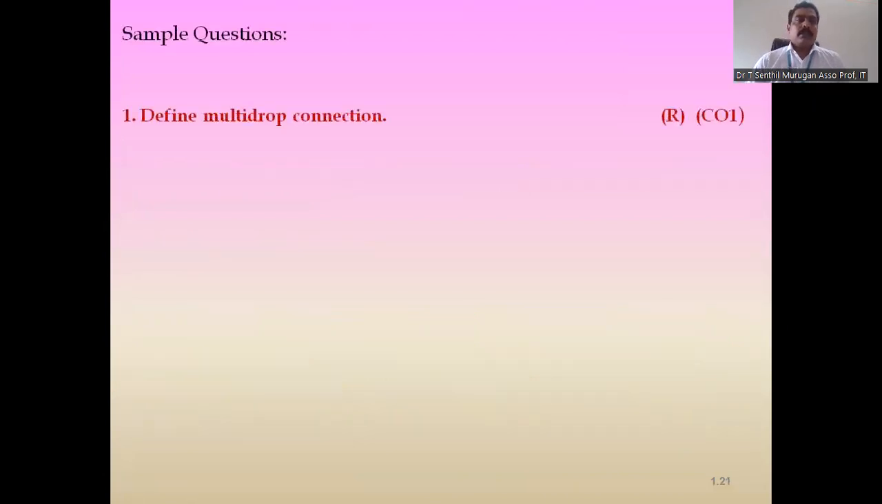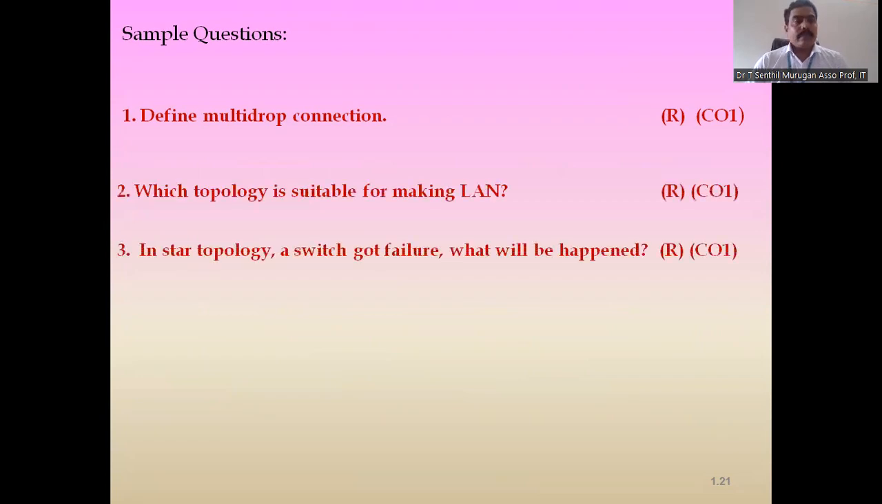Okay. So simple questions. Define multi-drop connection. What is a multi-drop connection? It is a multi-point connection. The common link is shared by multiple systems. Which topology is suitable for making a LAN, a local area network? We have four topologies. Which topology is suitable for making the LAN? First topology? No. Mesh topology? No. Star topology? Yes. So star topology is suitable for a local area network. In star topology, if the switch fails, what will happen? The switch is the central controller. We have discussed this. In case the central controller fails, the entire system will fail.